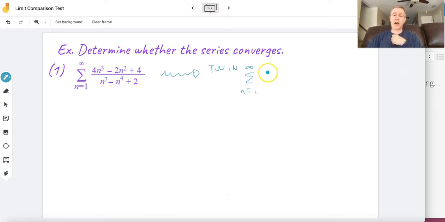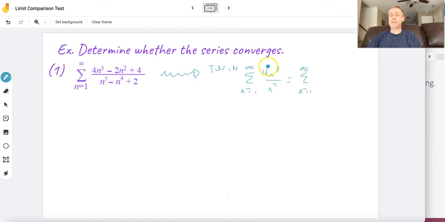So I look for the most dominating expressions in both the numerator and denominator of my original series, and those would be 4n cubed over n to the 7th. Your twin series should always be, again, either a p series, a harmonic series, or a geometric series, because those are easy peasy to determine what they do, converge or diverge.